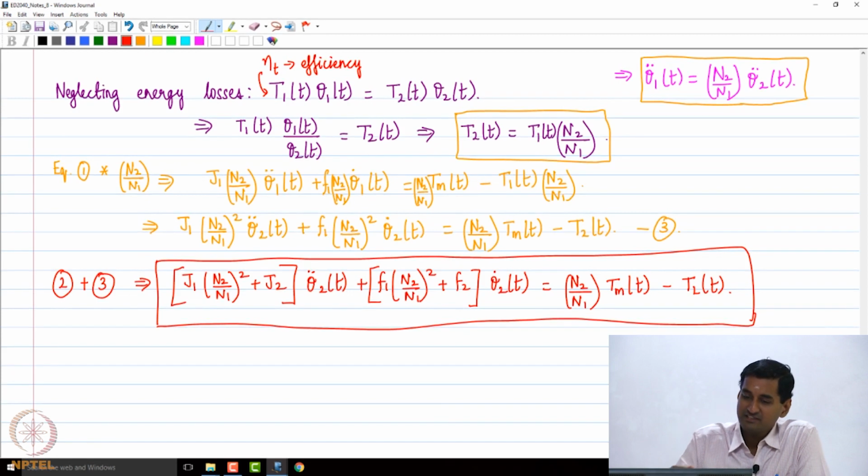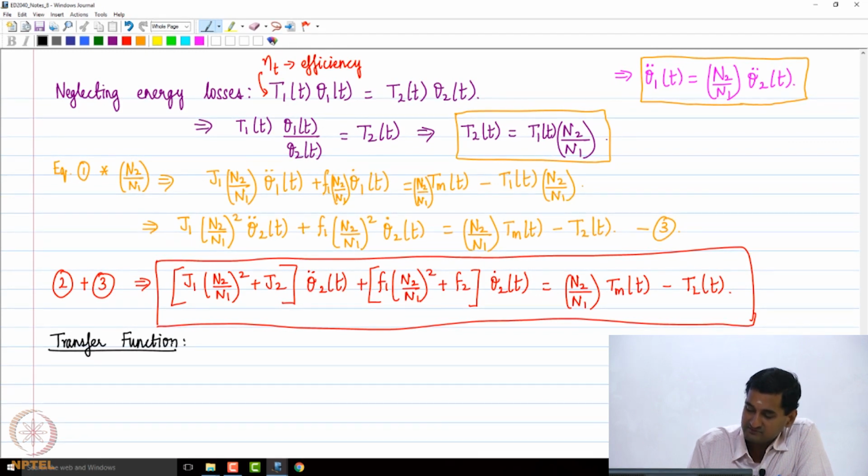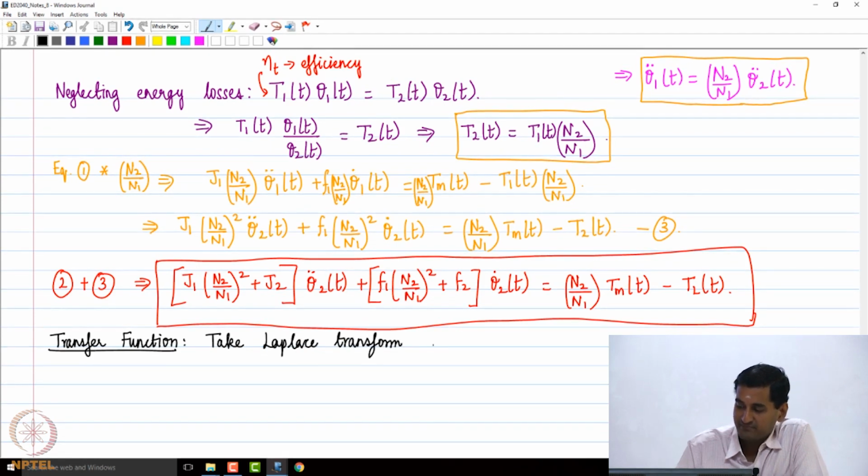Now to get the transfer function, let's get the system transfer function. To get the system transfer function, obviously what should we do? Take the Laplace transform on both sides and apply zero initial conditions, right? So this is a very important step.